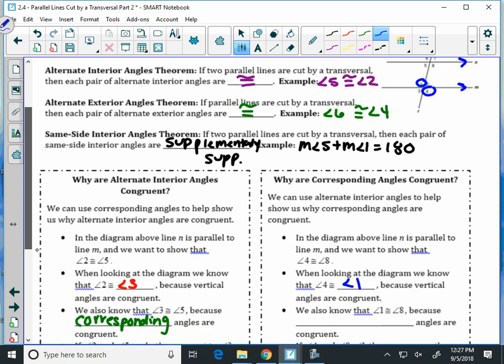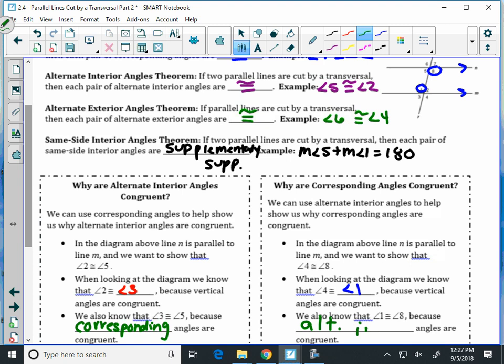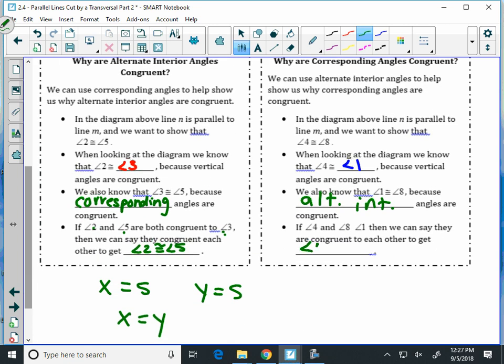We also know that angle 1 and angle 8 are congruent because blank angles are congruent. Well, what kind of angles are 1 and 8? They're alternate interior. Abbreviate it. We know from here that alternate interior angles are congruent. Well, just like the last one, 4 is congruent to 1, and 8 is congruent to 1. They're congruent to the same thing. So that must mean they're congruent to each other. So that's how they figured that one out. They figured, well, they're obviously congruent to the same thing.